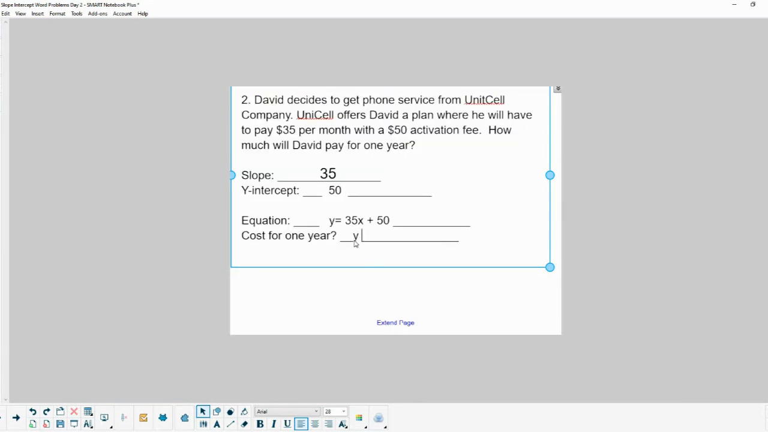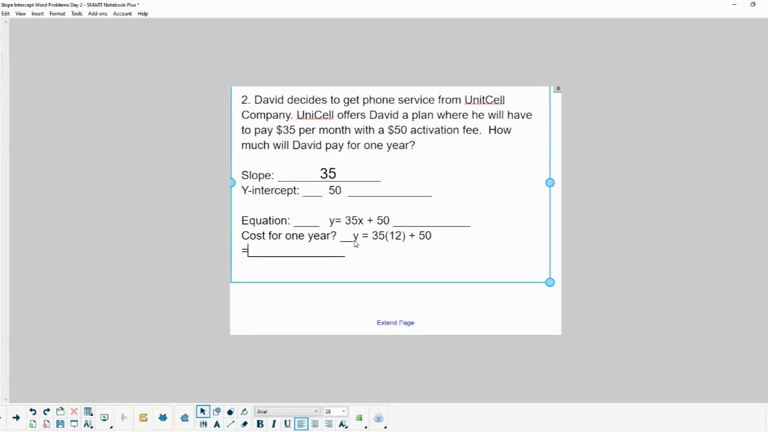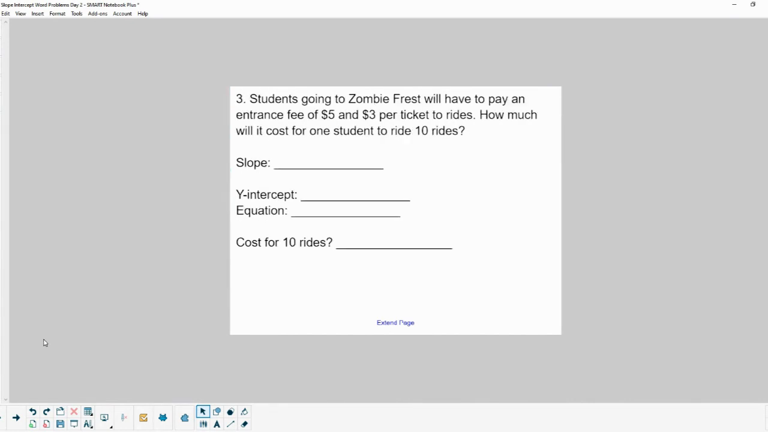So we're going to have y equals 35 times 12 for 12 months, plus that $50 for the activation fee. When I do this on my calculator, you can do it on your calculator, you get 35 times 12 equals 420, plus 50 ends up being $470 for our total amount. So pretty cool little way to calculate stuff like this, isn't it? Okay, moving on to our next question.